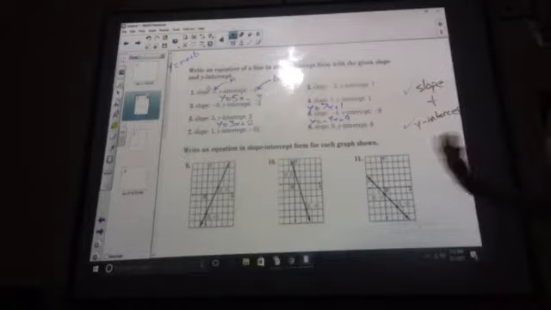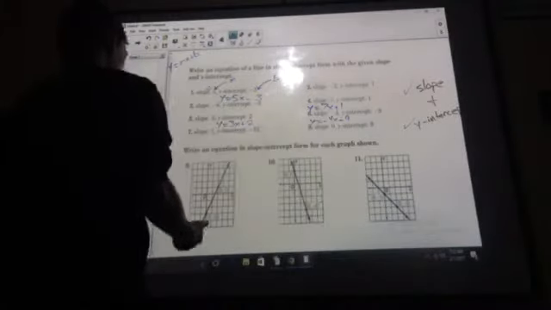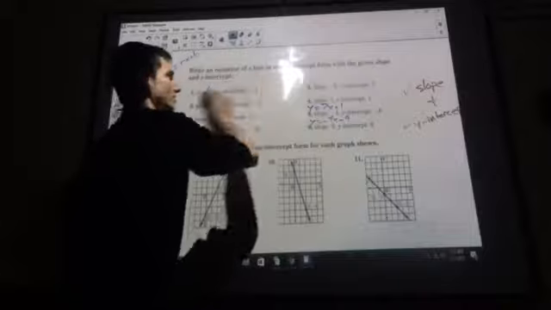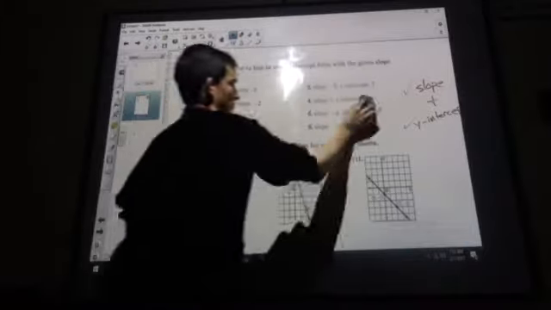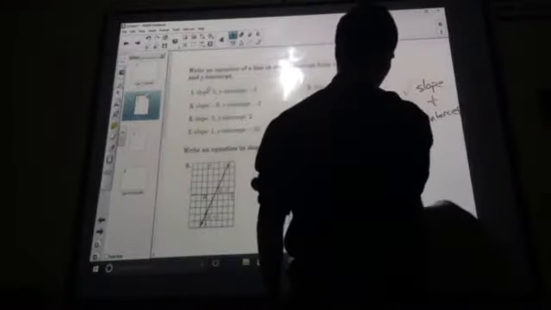So if you're going to write an equation in slope-intercept form, and you're given the slope and the intercept, then all you have to do is write it. It's going to get more complicated in a second. So that's the first type of example.